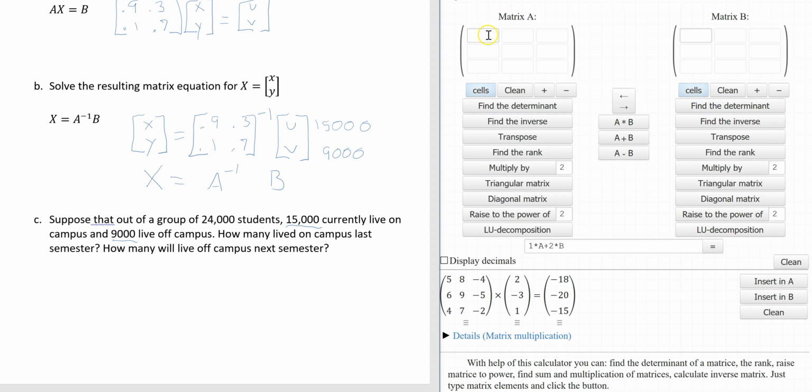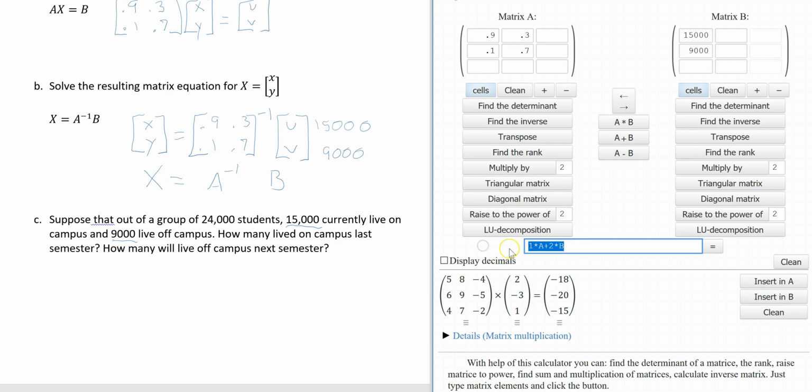Okay, so over on my website here, I'm going to type in matrix A, which is 0.9, 0.3, 0.1, and 0.7. And I type in matrix B, which is 15,000 and 9,000. I need to calculate A to the inverse, and that is going to be multiplied with B. And to make sure that the website reads this correctly, I want to use some parentheses.